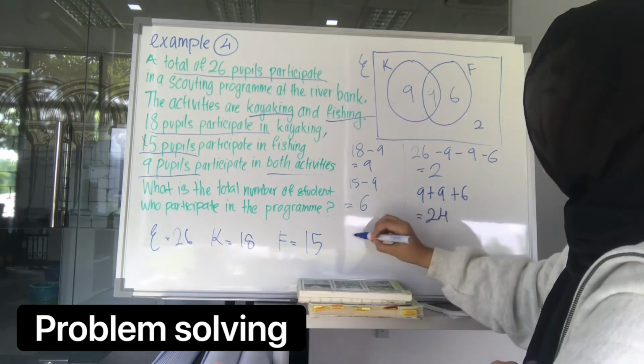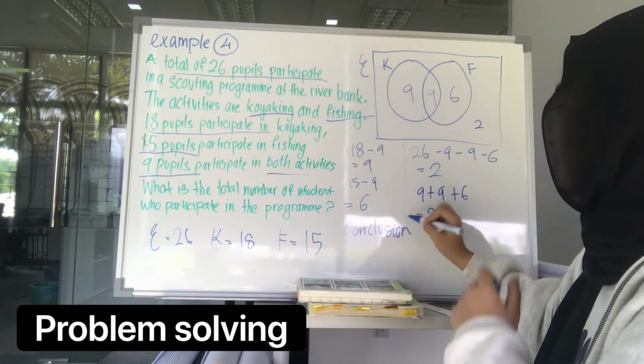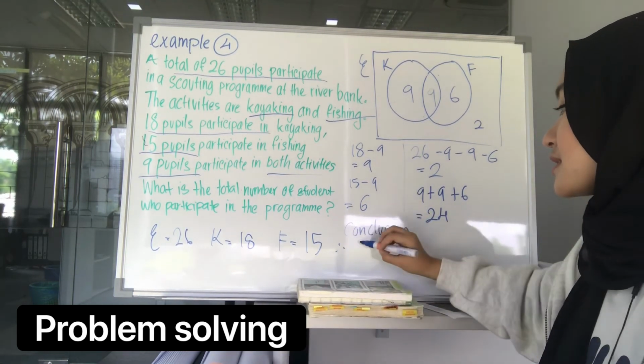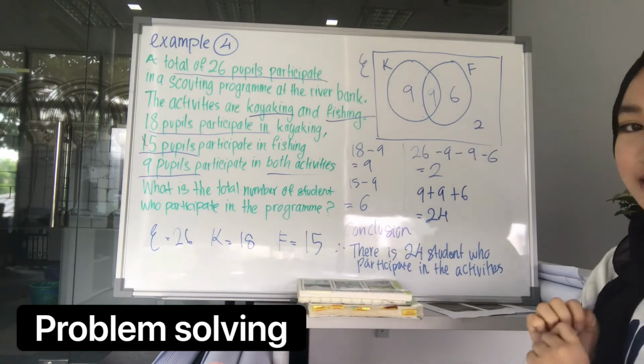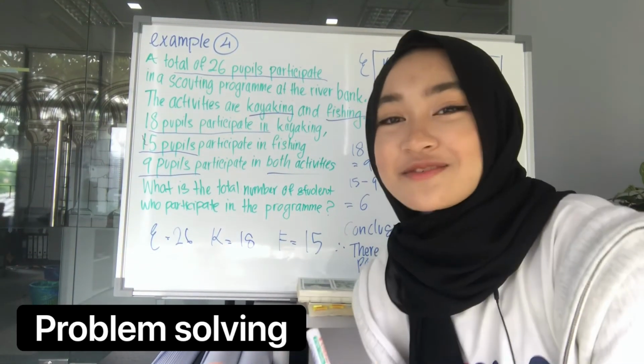And after that, we have to make a conclusion. So my conclusion is, yay! So we already got the answer. Are you okay with it? So I think that's all for operation of sets, because I think I already explained everything: the intersection of sets, the union of sets, the combined operation, and also problem solving.